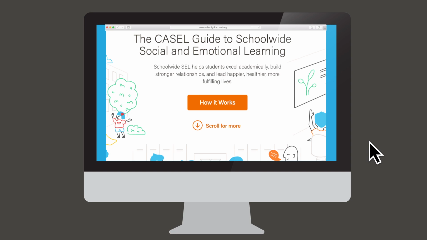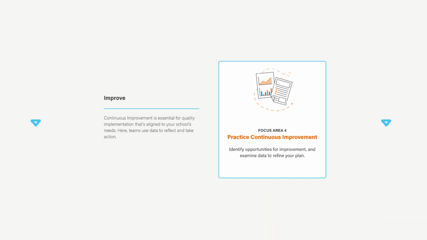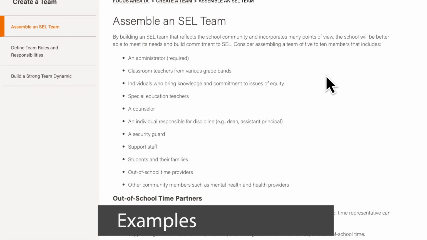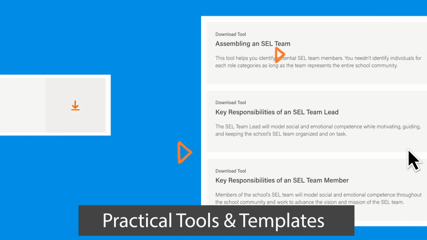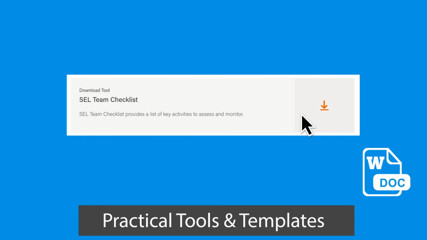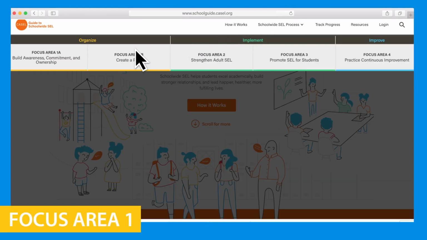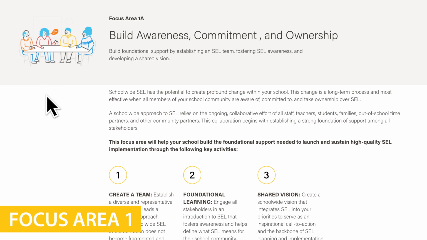The How It Works page provides a summary of the School Guide's 4 focus areas that will help you get organized, implement, and improve your school's SEL efforts. Each focus area includes field-tested guidance, examples from schools and districts, and practical tools and templates that schools can download and easily customize. If you're new to SEL, we recommend starting with Focus Area 1 to develop a strong foundation and plan for SEL implementation.